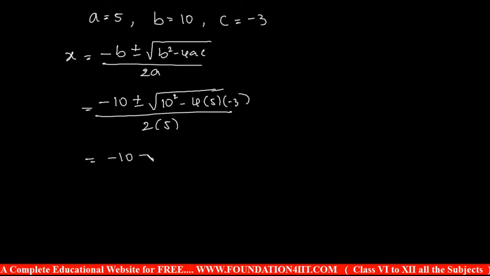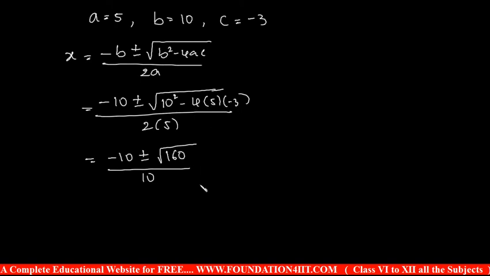Minus 10 plus or minus, now the value within the square root: 100, and minus into minus is plus, 5 times 3 is 15, into 4 is 60, so 160, and divide by 10. So 100 minus into minus is plus: 4 times 5 is 20, plus 60 is 160.